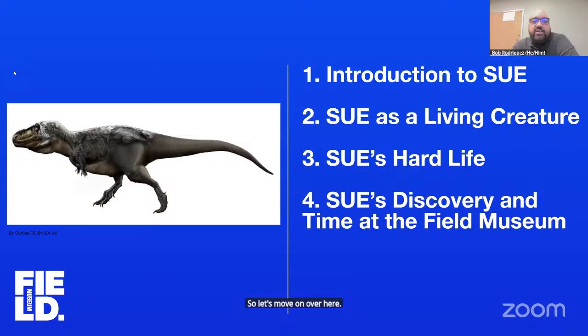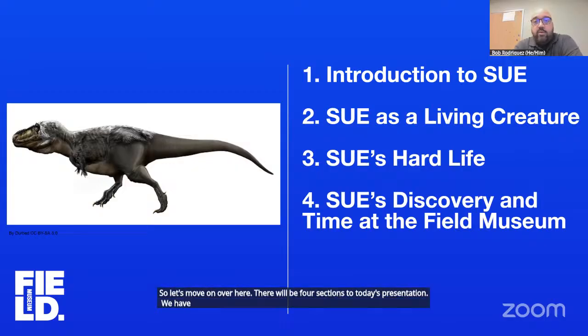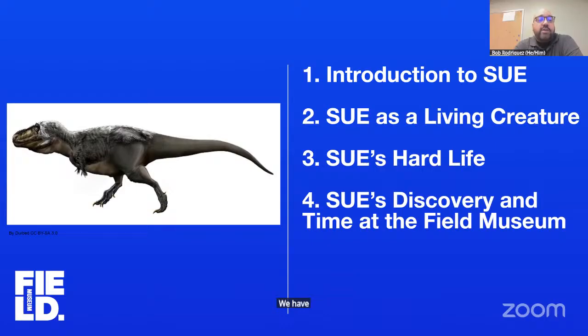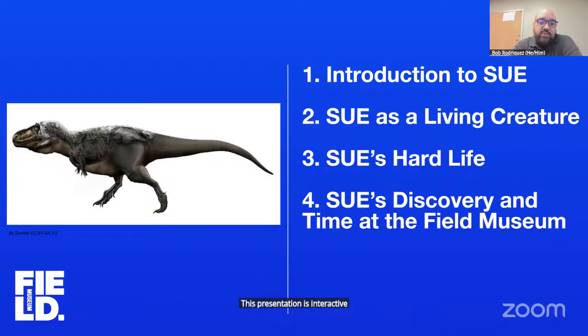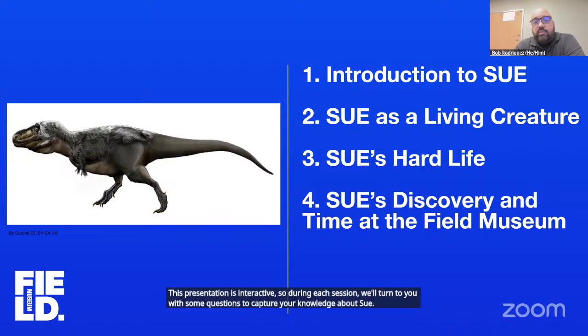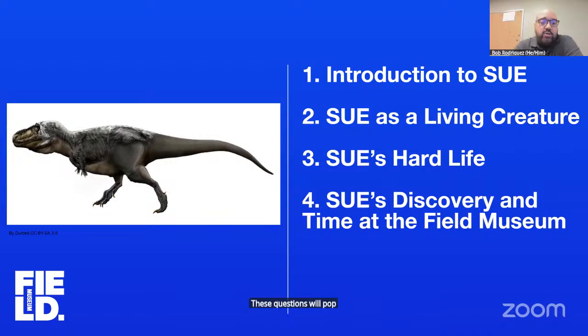There will be four sections to today's presentation. We have an introduction to Sue. We have Sue as a living creature, Sue's hard life, and Sue's discovery and time at the Field Museum. This presentation is interactive, so during each session, we'll turn to you with some questions to capture your knowledge about Sue. These questions will pop up in the slideshow and we will read them aloud as well.